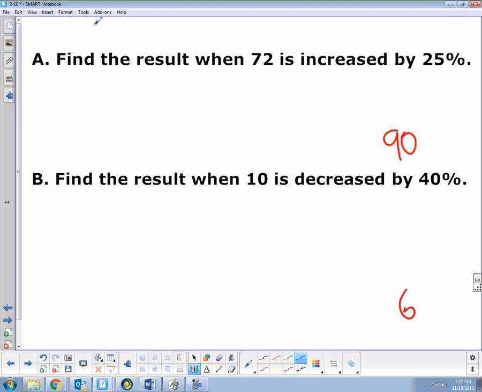All right, how did I get those answers? Where did those answers come from? I don't know how much this is changing by. I know that it's increasing by 25% though. So if I change that percent to a decimal so I can work with it, 0.25.